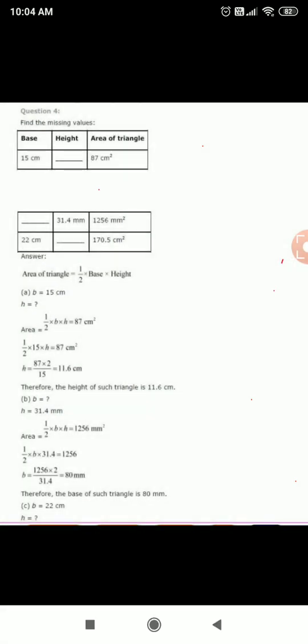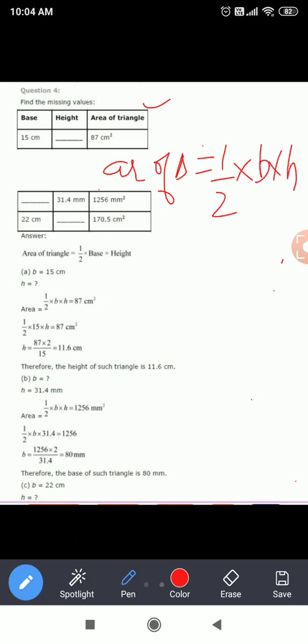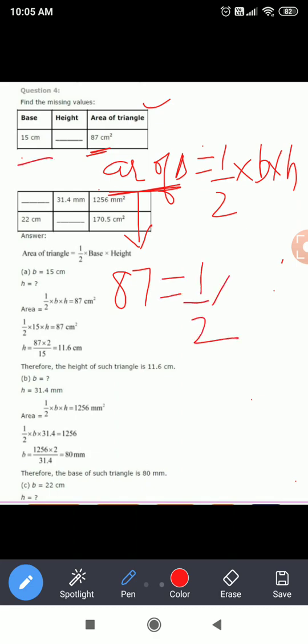Proceed towards question number 4. In this also we have to find the missing values, but for area of the triangle, and the same formula: area of triangle is equal to half into base into height. So we'll put the given values. For the first one I am telling you, the rest you will be doing on your own. See, area of the triangle is given, 87. So below the area of the triangle we will keep 87. That is equal to half, base is given, we will keep the base here, and height we have to find.